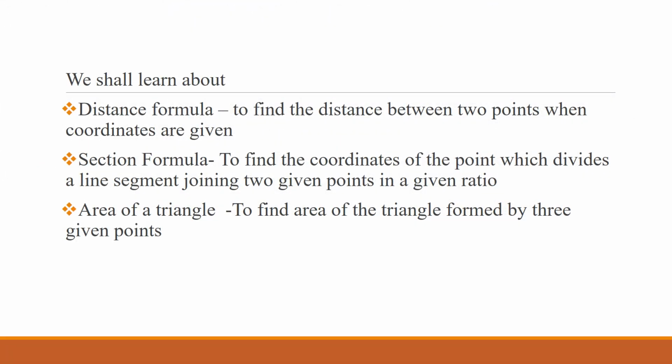In this chapter, we will see how we can find the distance between 2 points when the coordinates are given using the distance formula. We will also find the coordinates of the point which divides the line segment joining two given points in a given ratio using the section formula. And finally, we will learn the method of finding the area of a triangle in terms of the coordinates of its vertices using the area of the triangle formula.